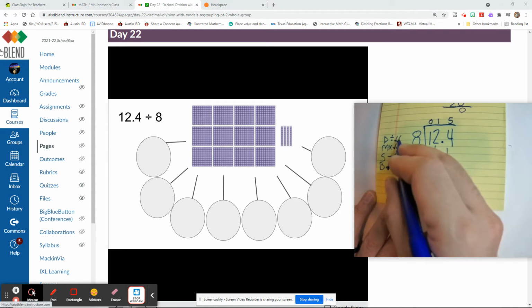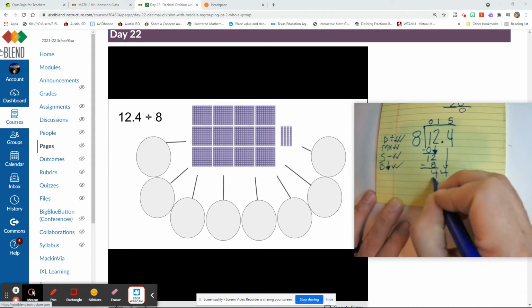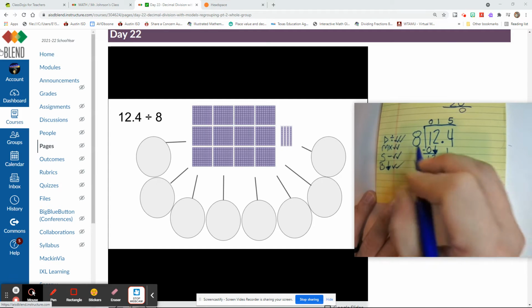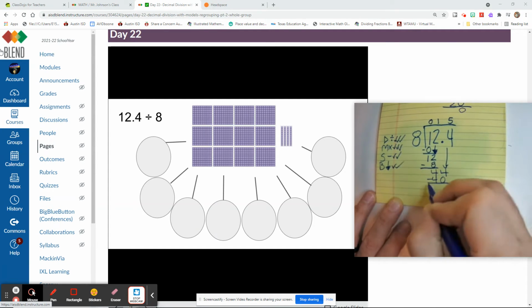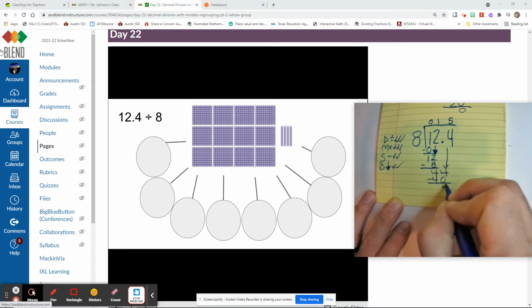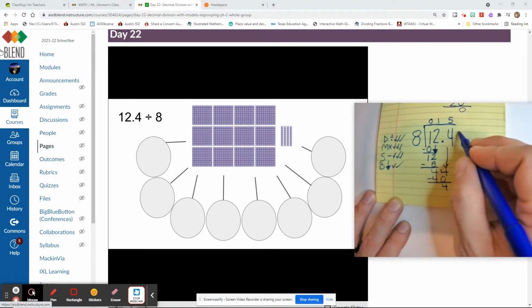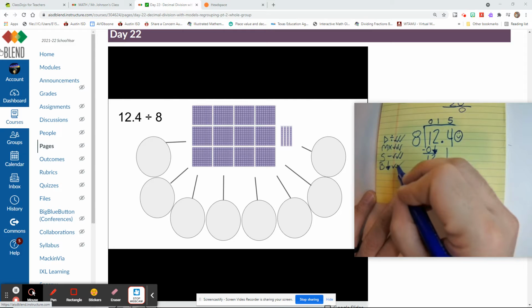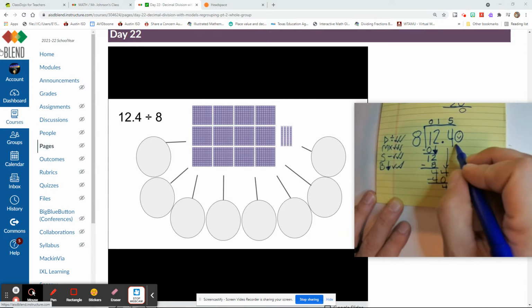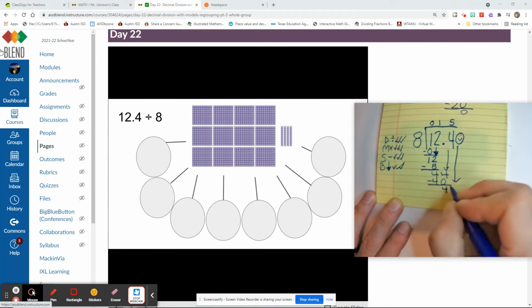Alright, so that's my division step. 8 times 5 is 40. That's my multiplication step. Subtract. 44 minus 40 is 4. Alright. And then I need to add a 0 because I cannot have a remainder when I'm working with decimals in division. Alright, so I'm going to bring down my 0.